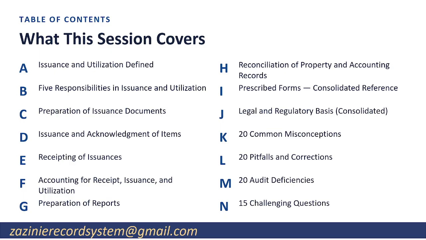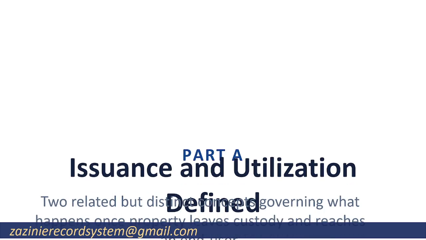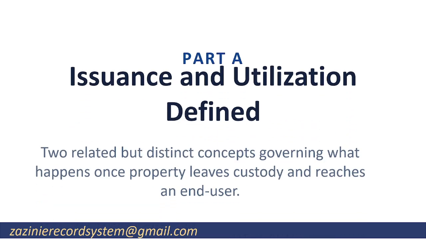This session is organized around a 5-step sequence: documents, issuance and acknowledgement, accounting, reporting, and reconciliation, and closes with a complete reference list of every form named along the way, with its exact appendix or annex number. Next slide. Part A, Issuance and Utilization defined.